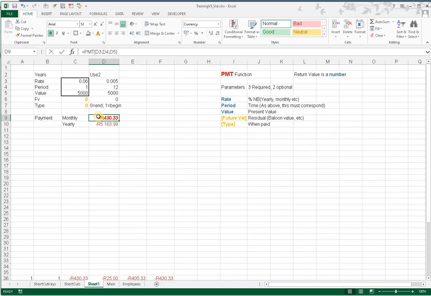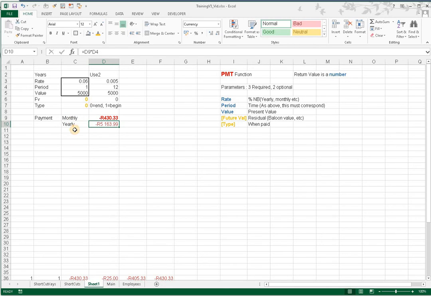There are some problems with that, and let me show you quickly what the problem is. If I calculate it on a yearly basis, I would take my 430 Rand per month and multiply that by 12. I get 5,163 Rand 99, which means that I'm paying 163 Rand extra on top of the 5,000 that I borrow. So I can see that my interest payment is 163 Rand.